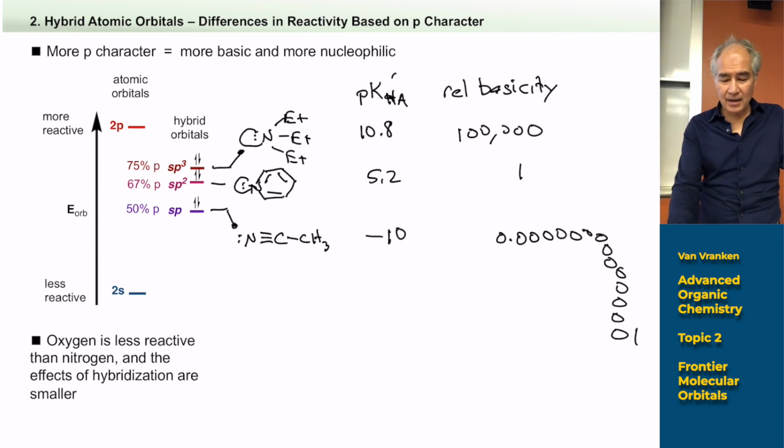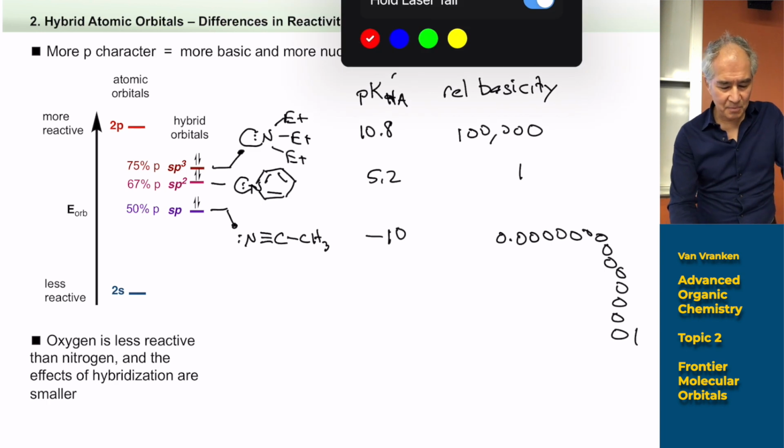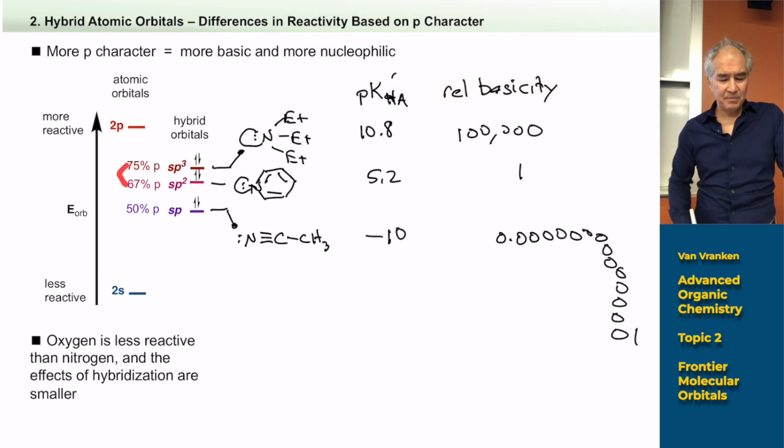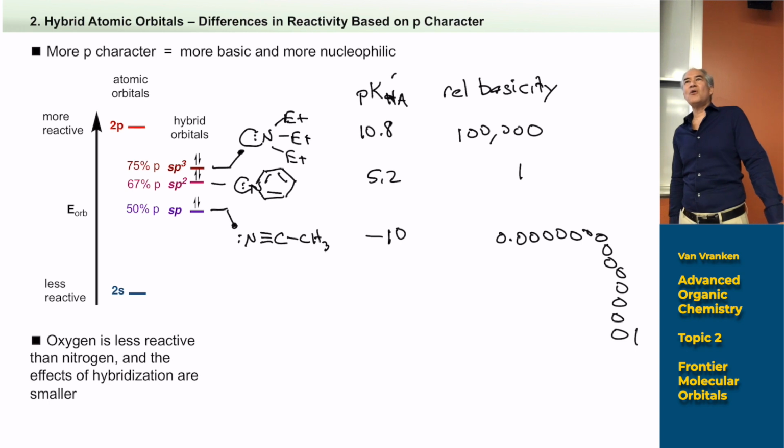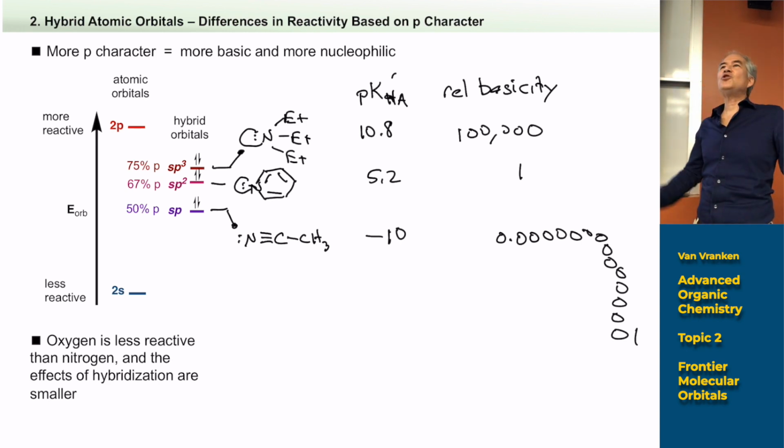So you may think, well, gee, that's not such a big difference. Going from 75% p character to 67% is such a small difference. How could that make a huge difference? Massive, massive difference. Now, I'm showing you an example for nitrogen.